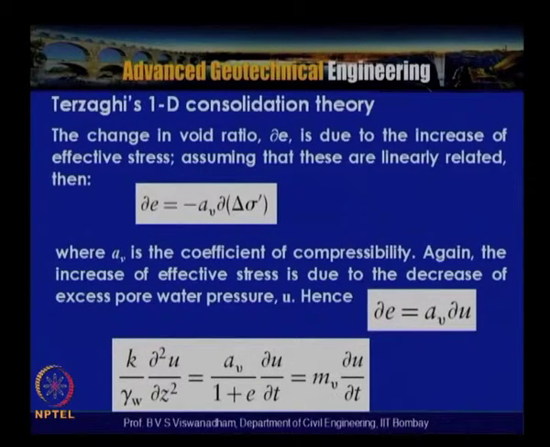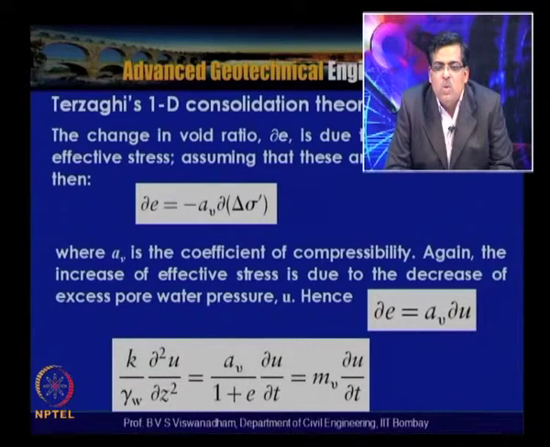Here av is nothing but the coefficient of compressibility, multiplied by delta sigma dash. Again, the increase in the effective stress is due to the decrease of the excess pore water pressure. So we can write ∂e is equal to av delta u. So by substituting this, ∂e by ∂t is equal to av into ∂u by ∂t.